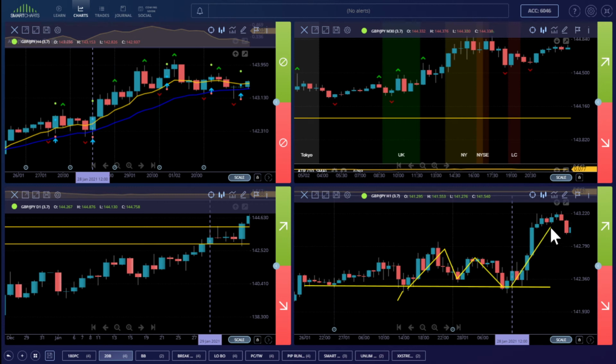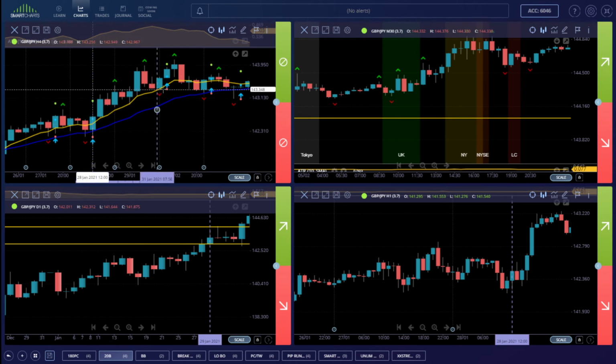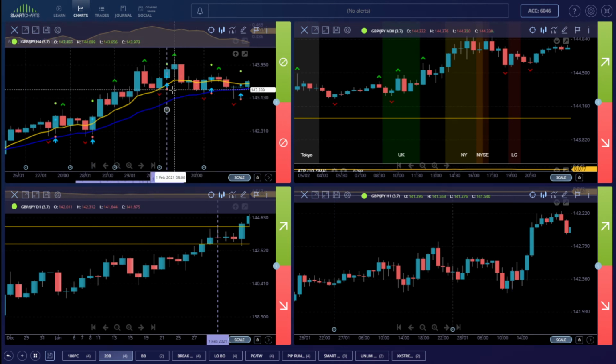Price pushed up, and then this was fine. This was a good trade. Go to the next signal. Next signal is over here. Okay.